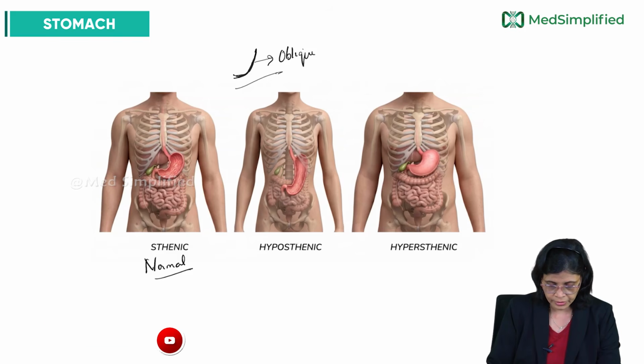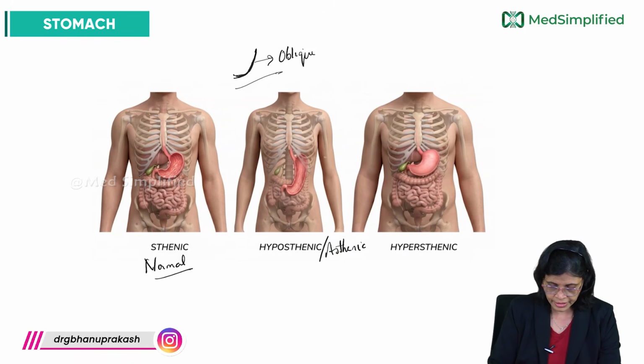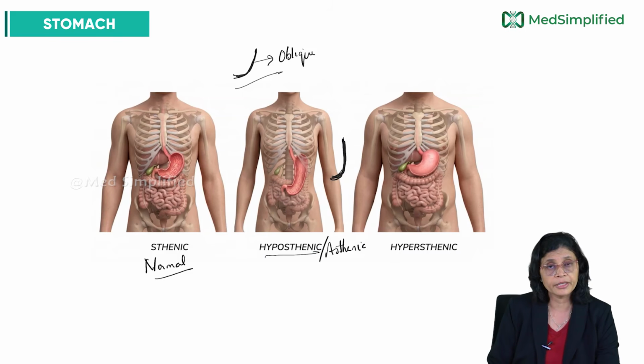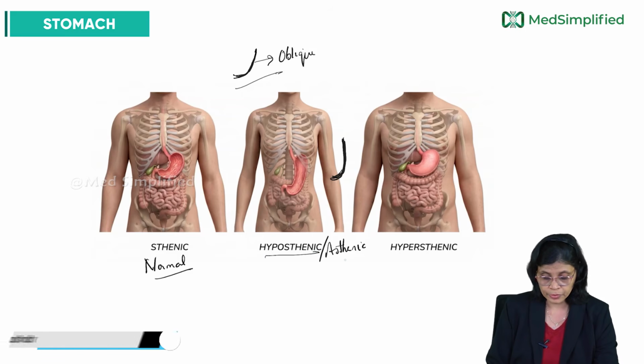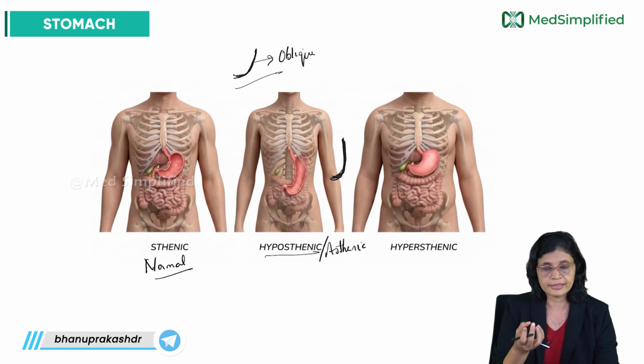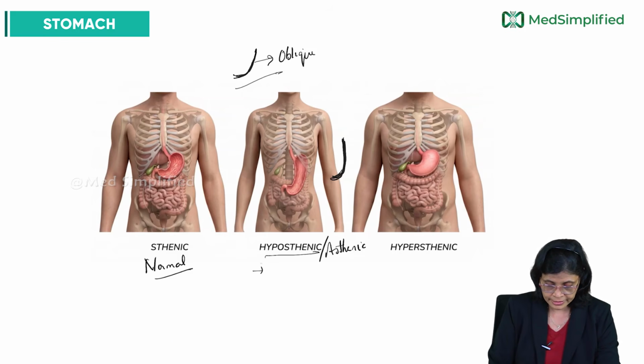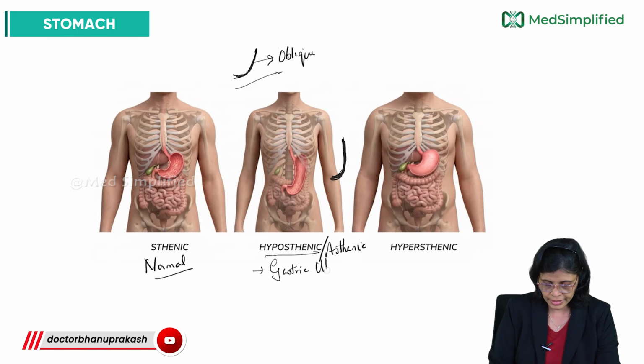In hyposthenic, otherwise also known as the asthenic type, the J is more vertical. You have to remember that individuals with hyposthenic or asthenic stomach are likely to suffer from gastric stasis, with stasis of HCl secretions and all, and that will result in what we call gastric ulcers. So hyposthenic individuals are more prone to gastric ulcers.